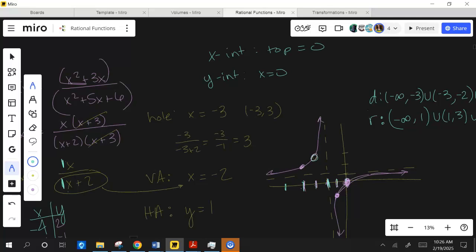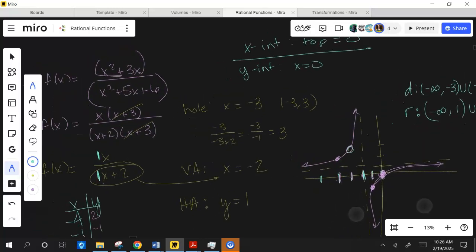So for the x-intercept, you're going to take the top of your function once you've canceled that hole out. If you do it from here, you'd get x equals 0 and x equals -3, but -3 is not an intercept here, so you have to remove that. Look at your graph. It's not crossing at -3.